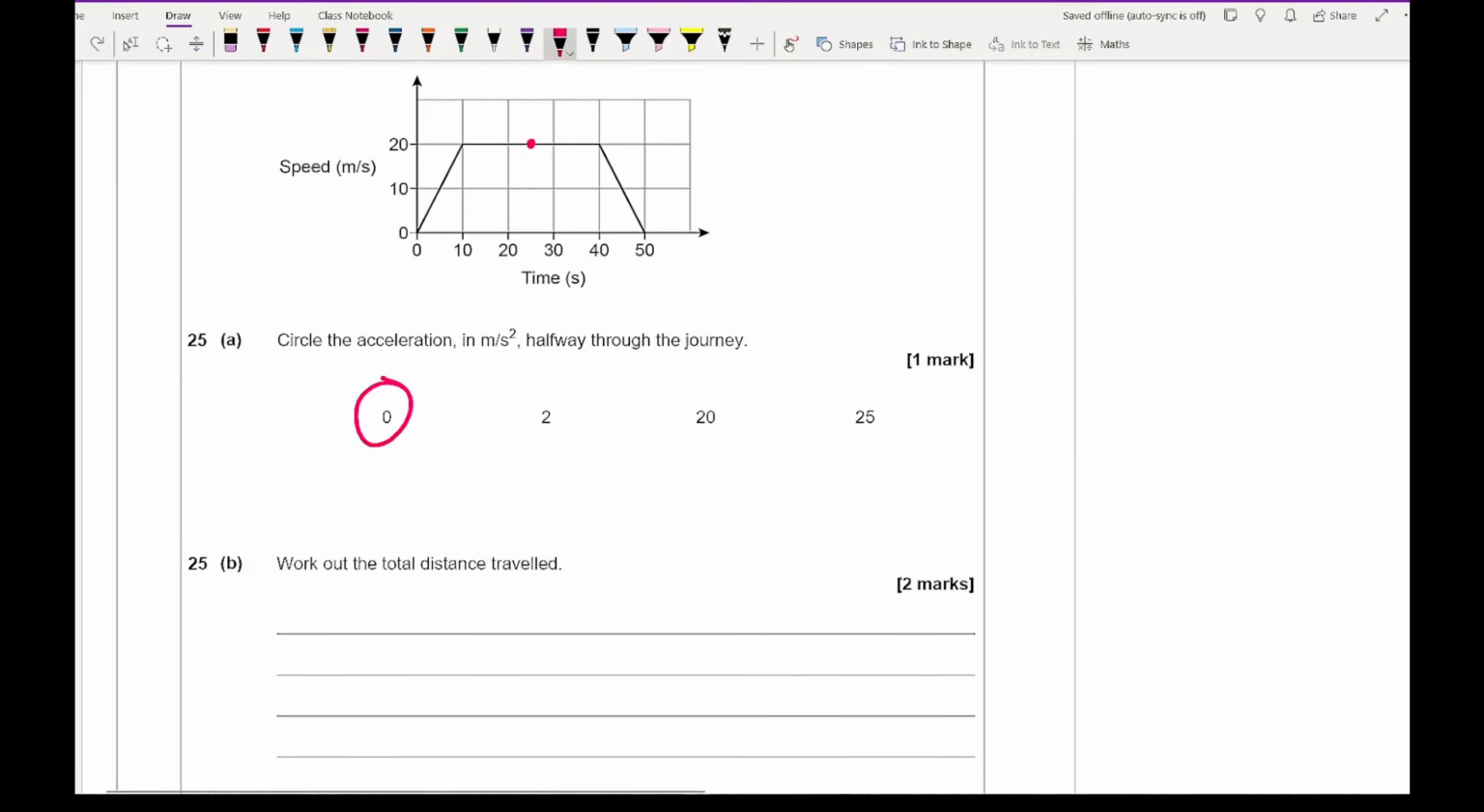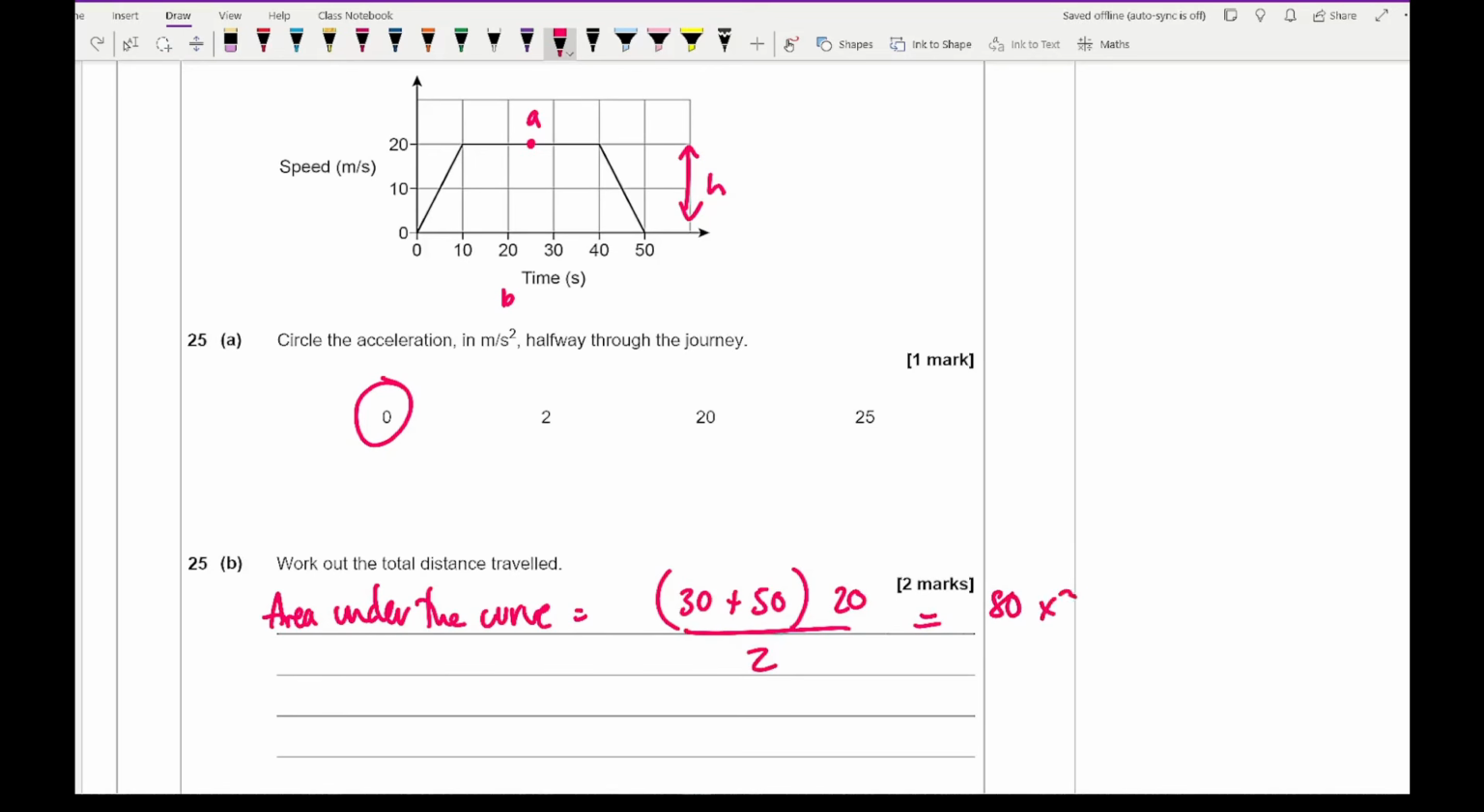Well, for this I need to work out the area under the curve, which you could break up into 3 pieces, or you can see that it is a trapezium. So here I've got A, B, and I've got H here. So A is going to be 30 plus 50 times by the height, which is 20, all divided by 2. So that then becomes 80 times 20 divided by 2, which then becomes 1600 divided by 2, so it equals 800.